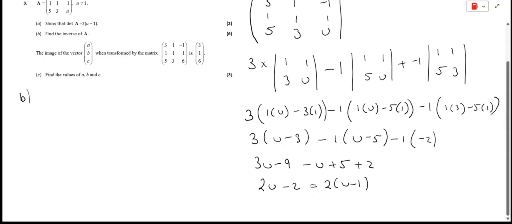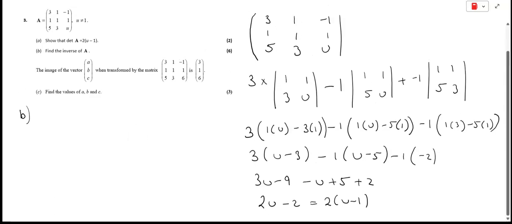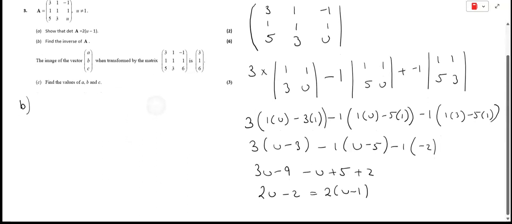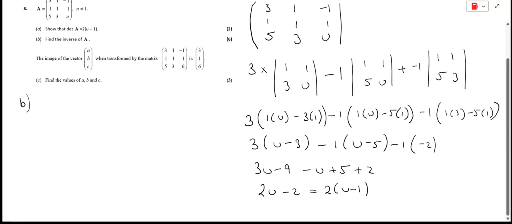And then part B says find the inverse. In order to find the inverse, we have the determinant, so it's 1 over the determinant, and that's the first step of finding the inverse, which we've already done. Next, we need to find the matrix of minors. We do a similar process to the determinant, where we cross out the respective column and row, and then we work out the determinant of whatever's left over, and that's referred to as the minor, and we replace that in the respective cell.